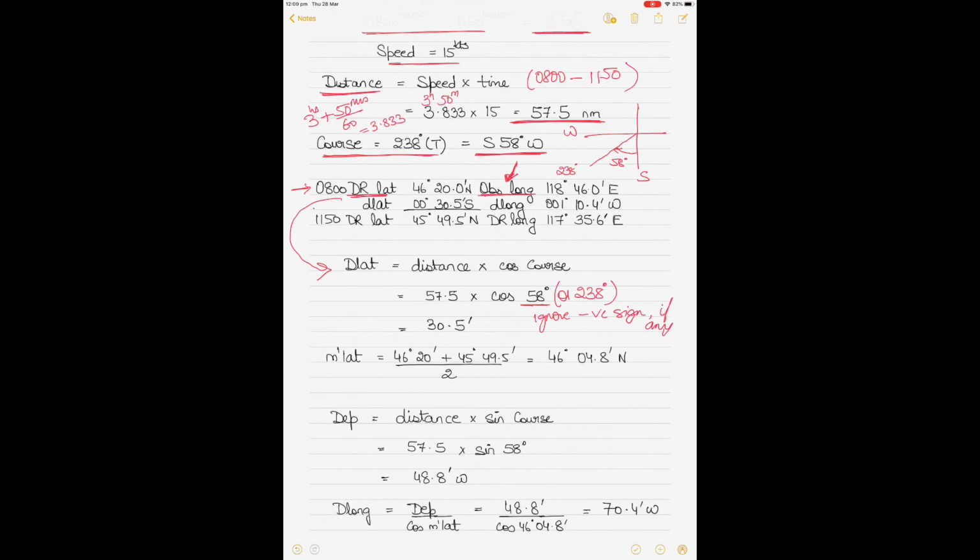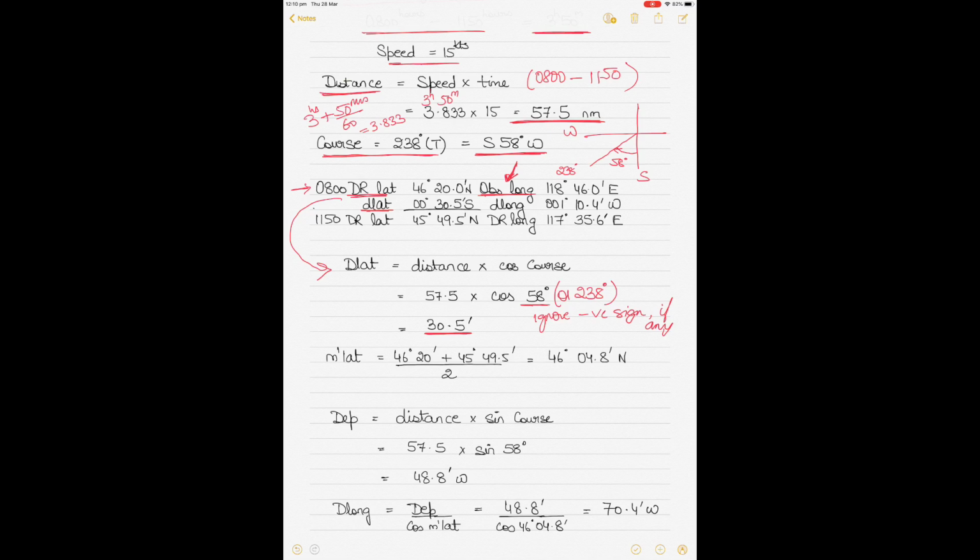You get 30.5 minutes. Now this is not 30.5 degrees, it cannot be. You have just traveled 57 nautical miles. So when you see anything less than 60 coming in your calculator, you should know it's only in minutes. 57 miles, you cannot travel 30 degrees. 30 degrees is 30 times 60, 1800 nautical miles. So when you see 30.5 in your calculator, that means 30.5 minutes. And that's why my D lat is 30.5 minutes here.